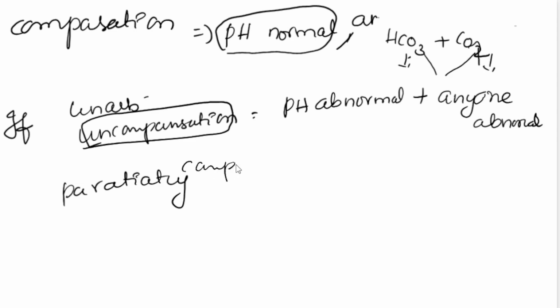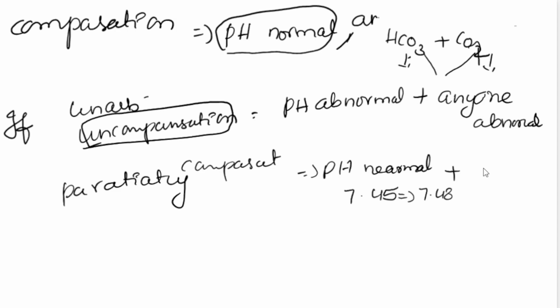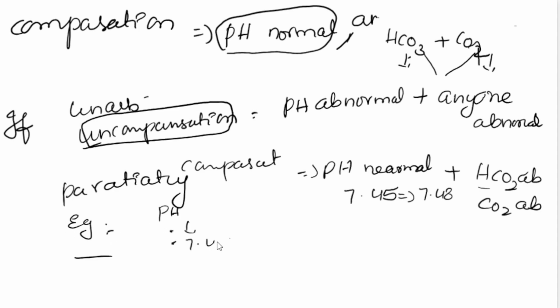Partial compensation means pH is near normal, more than 7.48, and HCO3 is abnormal and carbon dioxide is also abnormal. All three things are abnormal and pH is also near normal. Then we call it partial compensation. One by one I will explain. Partial compensation example: pH 7.48, then PaCO2 50, normal is 35 to 45, increased. HCO3 also increased, that is 30. So this one is abnormal, this one is abnormal, this one is abnormal.